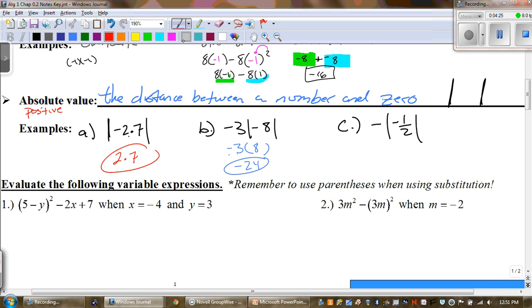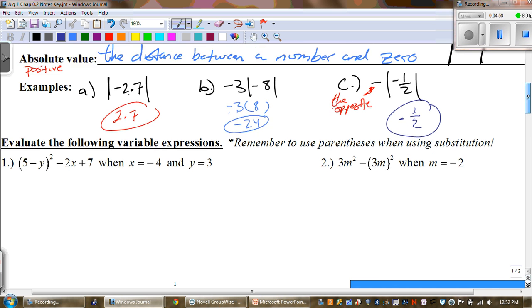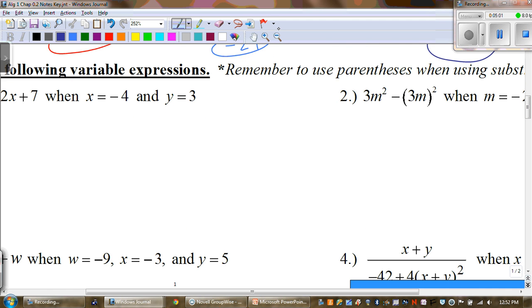And now, see, whenever we see that out front, that is pretty much saying the opposite. And people are like, well, Mr. Grice, it's a negative sign. Well, negative is the opposite of something. So I want the opposite of the absolute value of -1/2. And this is where it works. It's good to work backwards. So the absolute value of -1/2 is, well, that's 1/2. But I want the opposite of that. So the opposite of that is negative. Okay? All right.